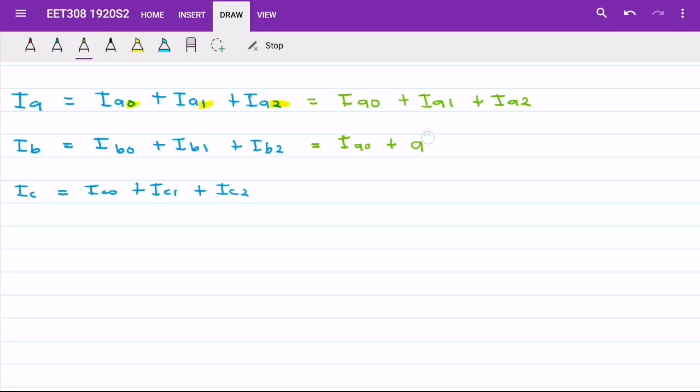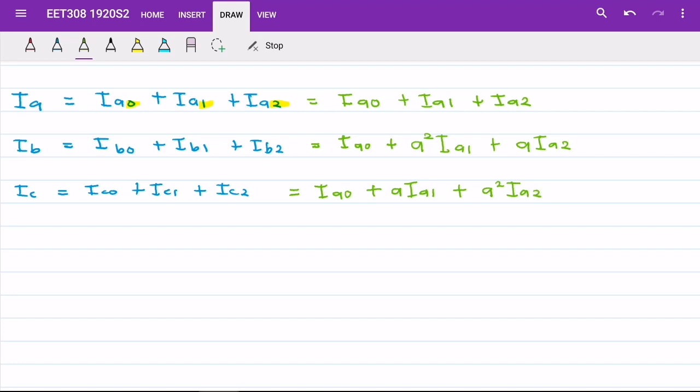So A power of 2 times IA1, and IB2 is equal to A times IA2. Next is the IC equation. So for IC, we can write the equation as IC0 is equal to IA0, plus IC1 equals IA1. You can refer to the previous slide. And then IC2 equals A power of 2 times IA2.